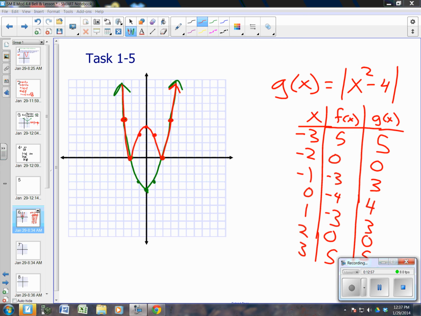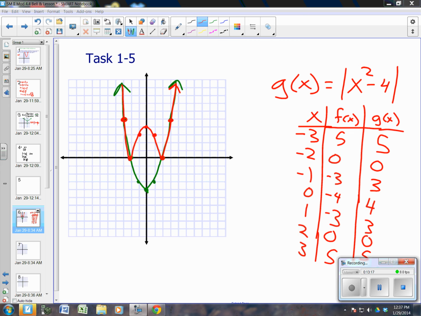Okay. So now it asks you, it says explain what happens graphically. What are you going to write? What happened from the green one to the red one? The negative ones did what? Reflected over what? The x-axis. That's what I would write.